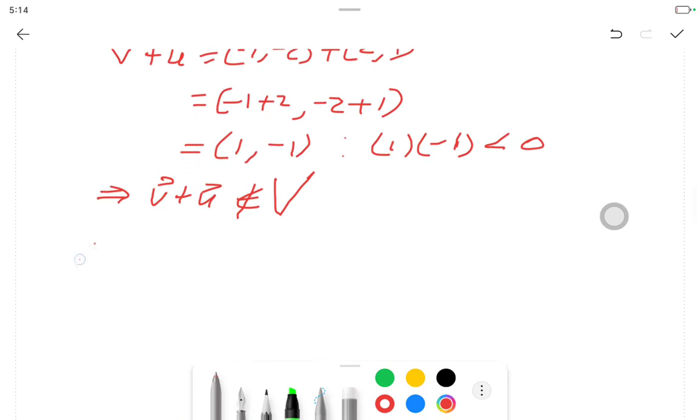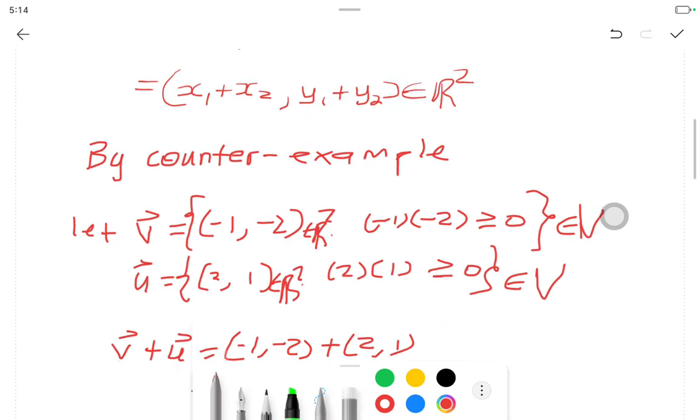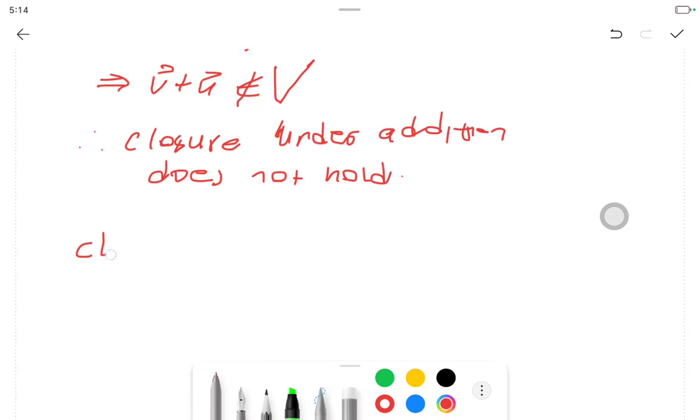Then we can say, therefore, closure under addition does not hold. Since they said we should show all that do not hold, after checking closure under addition, we can also check closure under scalar multiplication, SM, right?